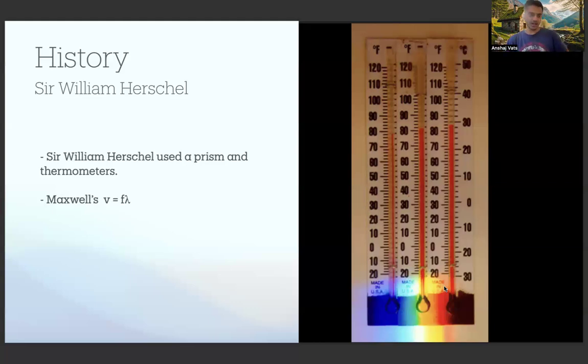So later down the line, James Clerk Maxwell in 1864 unified the magnetic field and the electric field, showing that they propagate together, which started the topic of electromagnetic waves. And one of his famous equations was, you can see, v equals frequency times lambda.